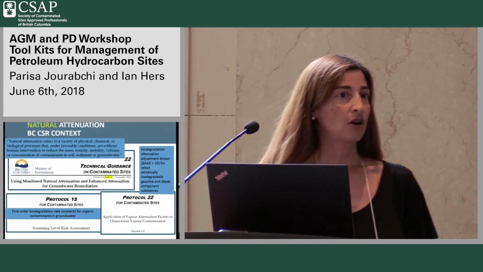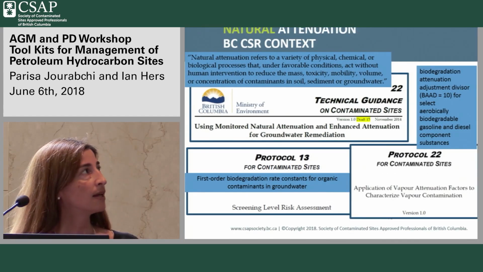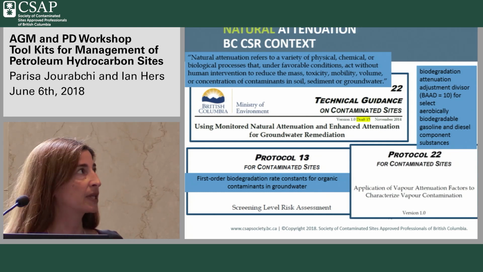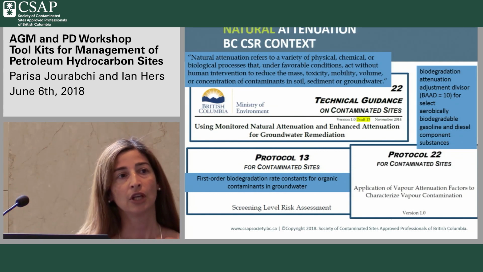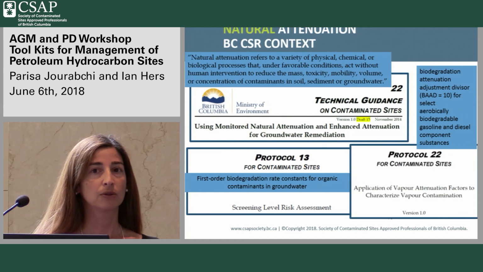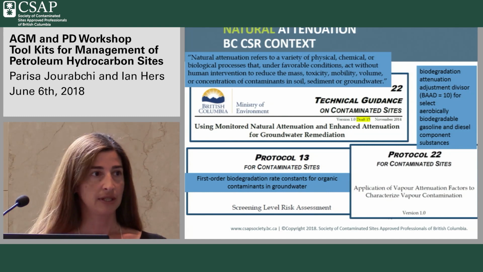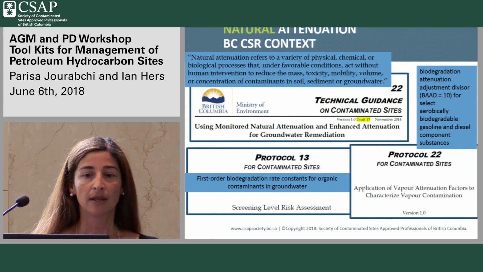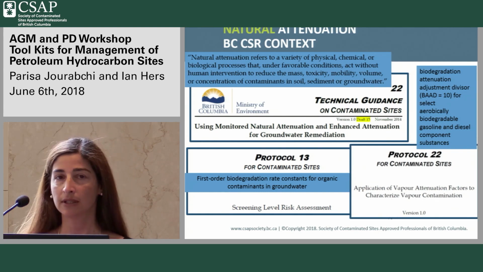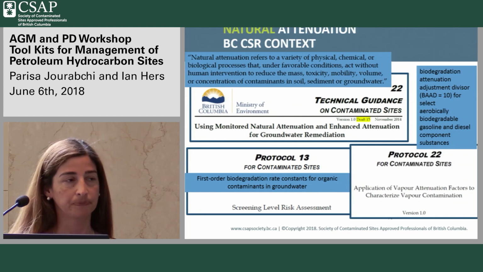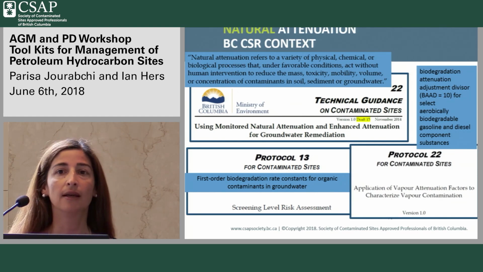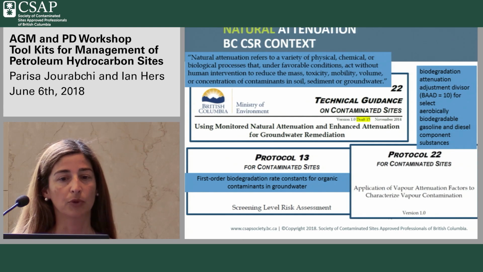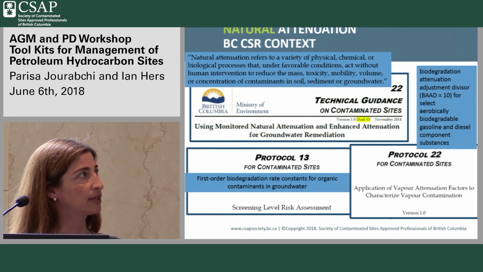To put this into the context of the BC Contaminated Sites Regulations, we have Technical Guidance 22 for remediation of groundwater, looking at monitored natural attenuation, where you can look at the trends in the concentration and also geochemical parameters as lines of evidence for attenuation of the contaminants, including biodegradation or the redox parameters. In addition, there is Protocol 13, which also recognizes the role of biodegradation when calculating groundwater concentrations at a receptor location using the screening level risk assessment. Protocol 13 provides for a first order degradation rate constant.